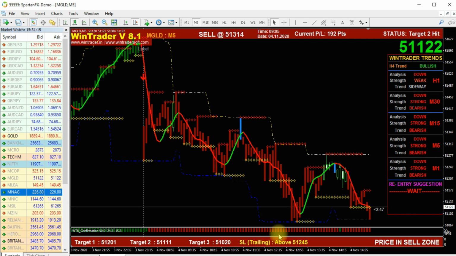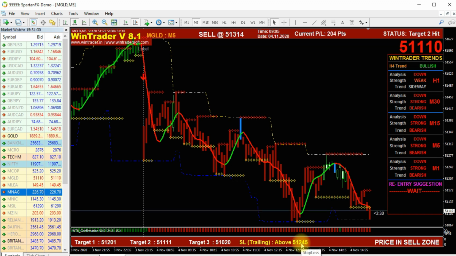So right now the stop loss is 51245. The sell price was 51314. Our stop loss is 51245. If the stop loss is triggered, we can book a minimum target. Got it? That is the minimum profit we can book if it triggers the stop loss.